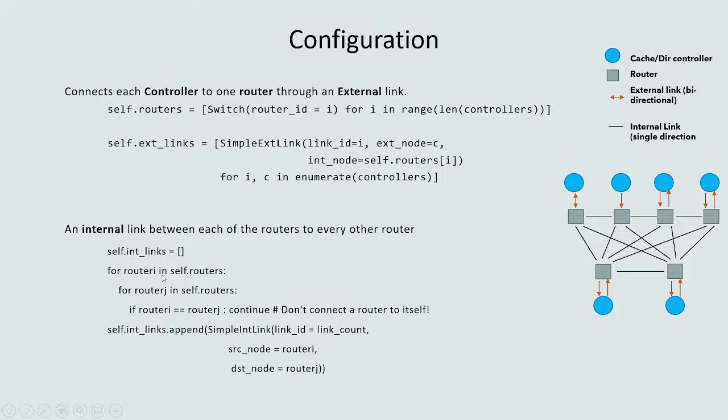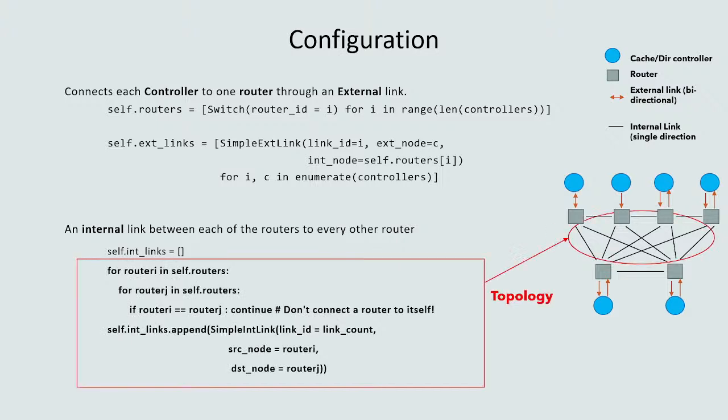And this is basically how you create this. You go through your routers, and whenever your router ID is different from the one that you're currently working on or trying to configure, you create an internal link to connect it to the other one. It's basically a nested loop, so it does that both ways. So there's 0 to 1 and 1 to 0. Any questions about this? So this is just how to connect your controllers to the routers and how to connect the routers together.